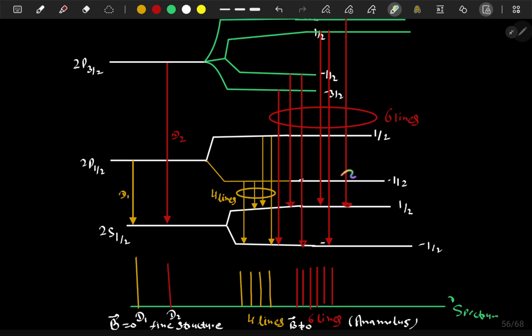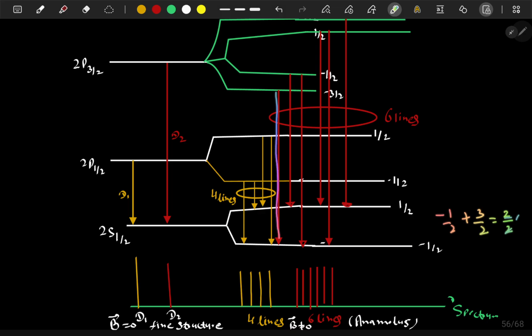From here to here, is it possible? Let's check. So 1/2 minus plus 3/2, so 4/2 equal to 2. So from here to, let's check, minus 1/2 minus plus 3/2. Now check it. So it will be 2/2 equal to 1.